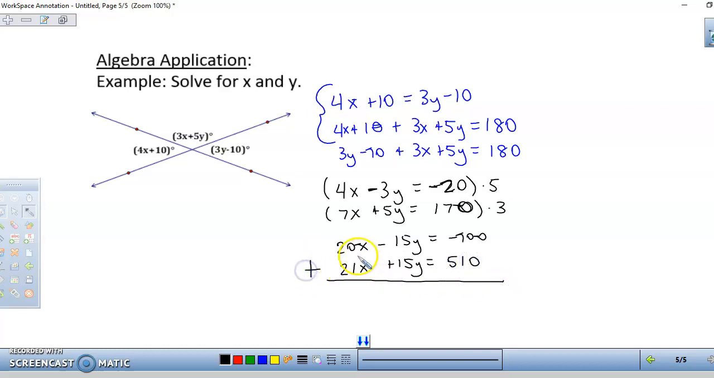Anyway, when you add those together, then you get 41x. Those cancel. And then over here you get 410. Divide, and you get x equals 10. Okay, that looks right. And then when you plug back in somewhere, you should get y equals 20. I'm not going to get to that. So you should have gotten x equals 10, y equals 20. Whatever method you chose should have given you those same 2 answers. You should always check to make sure those work in the picture as well. Okay, we'll see you next time.